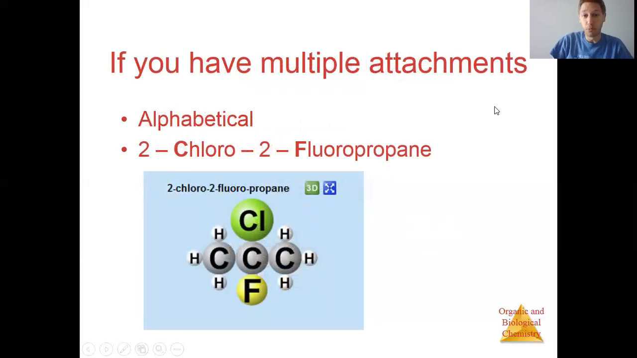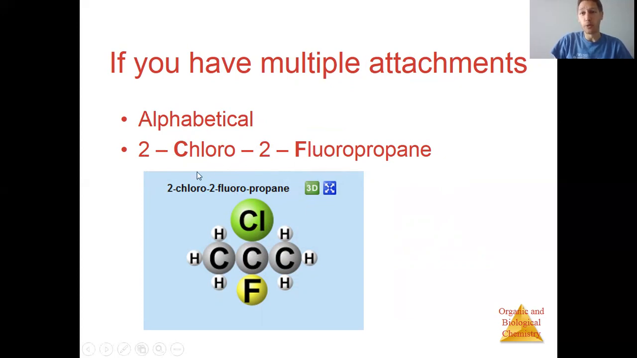You can have multiple attachments that are different too. So on the last one, we had 2 fluorines. Here, we actually have 2 different things attached: a chlorine and a fluorine. When it comes to multiple attachments, you're going to put them in alphabetical order. So we're going to put the chlorine before the fluorine. So it's 2-chloro. This is saying that on the second carbon, we have a chlorine attached. This is saying that on the second carbon, we have a fluorine attached.